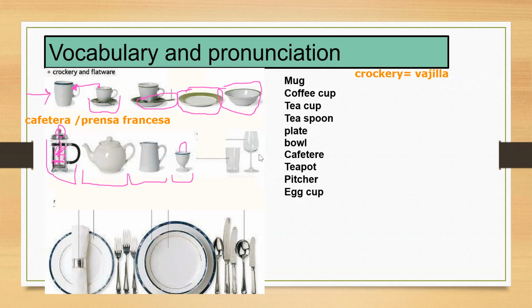Vaso. Vaso in English. Ay, ¿cómo se dice? Tumbler. Very good. A tumbler, okay, un vaso. And we usually say a glass, okay, a glass of water, etc., right? But also we can call it a tumbler, okay?